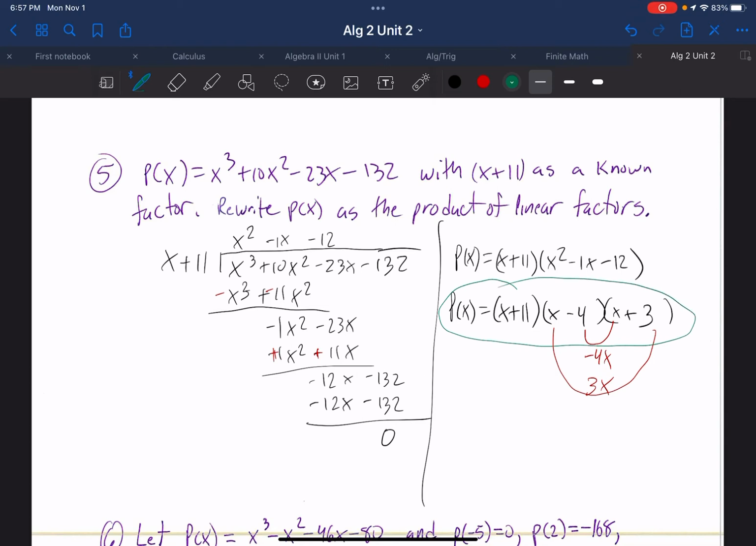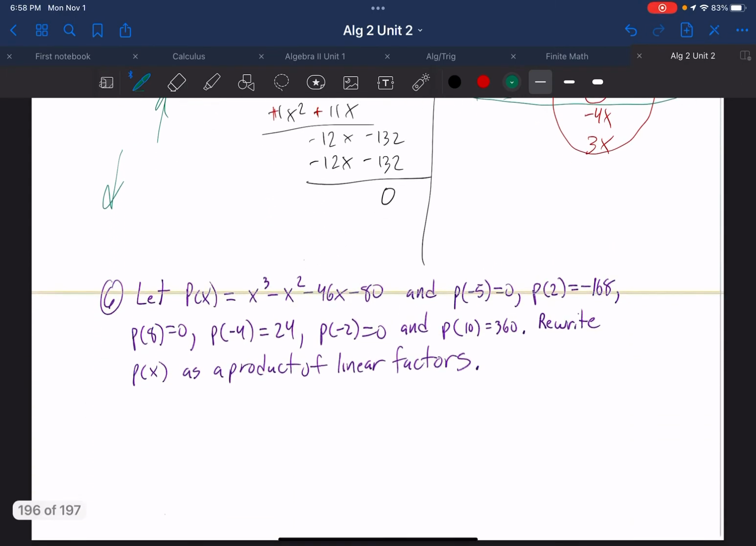So if you were to graph this, you would know that the y-intercept is -132. It is x cubed, so it's positive and odd. So it'd be down on this side, up on that side, and then that's where it crosses the x-axis.